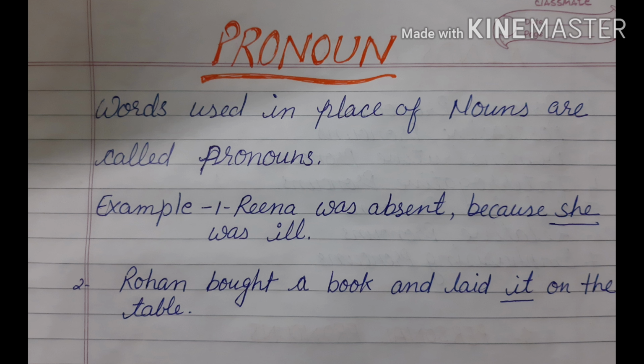Now, the second thing, the noun which a pronoun stands for is called its antecedent. In example 1, the noun Reena is the antecedent of pronoun she. In the second example, the noun book is the antecedent of pronoun it.